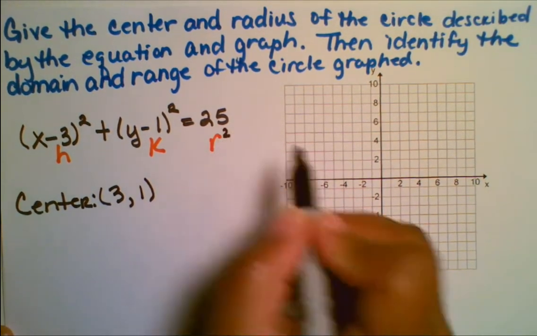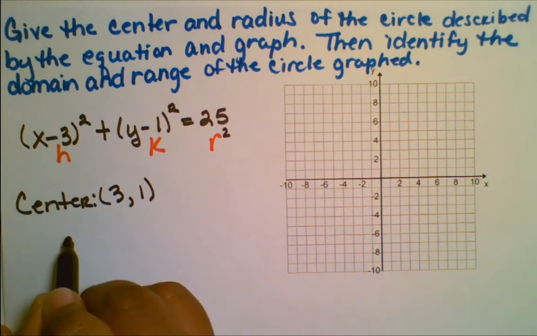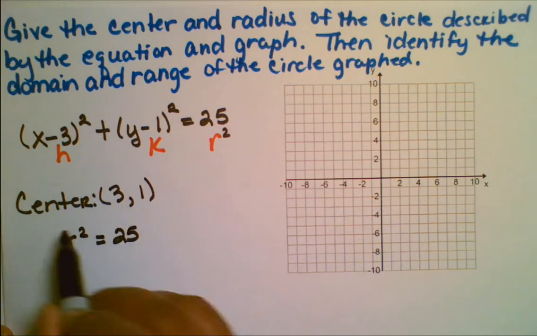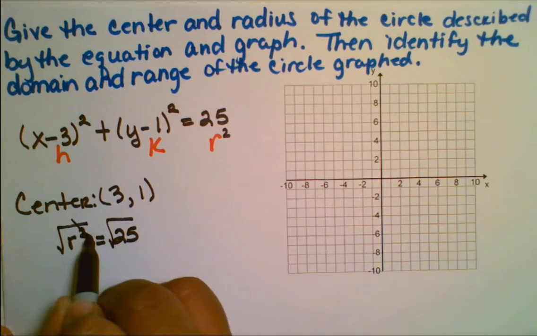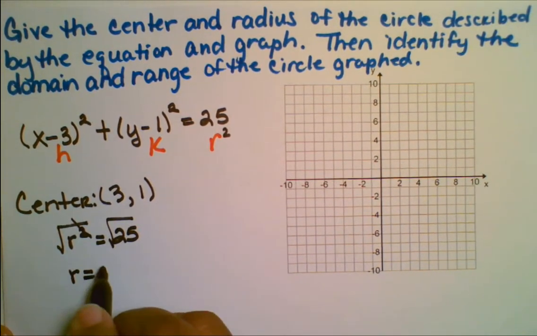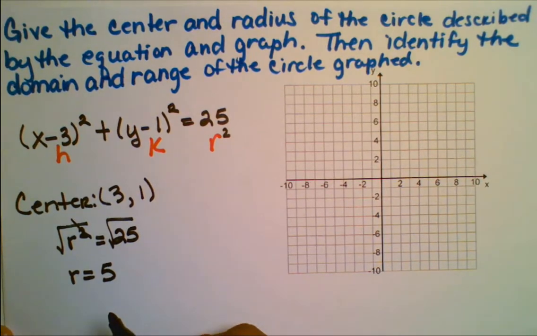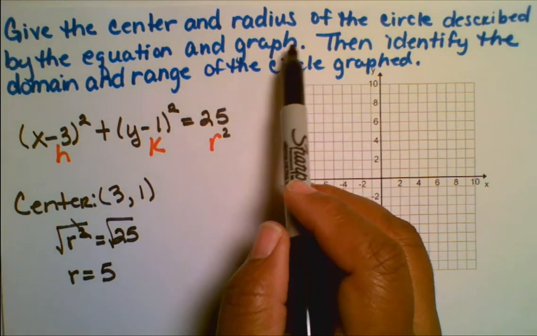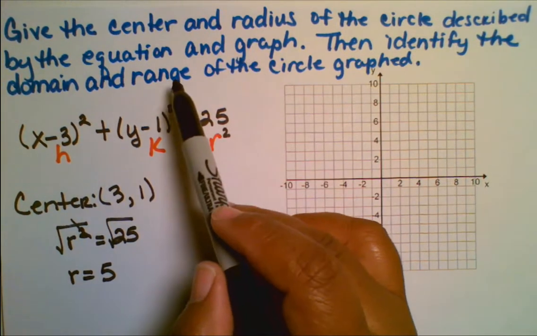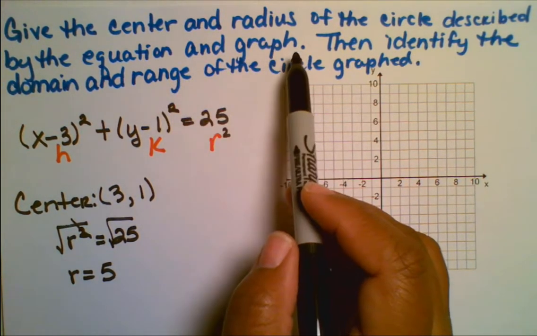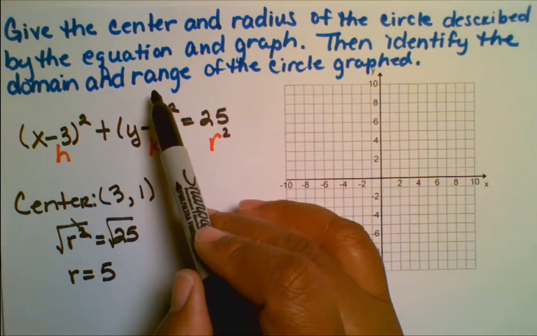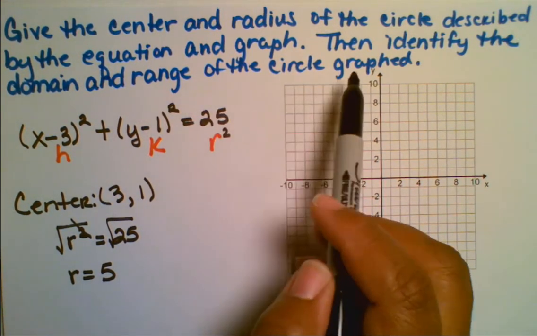Now here, this is r squared, but we're looking for r. So to find r, we take the square root of both sides, and r is equal to 5. Now, we're asked to give the center and radius of the circle described by the equation, graph it, then identify the domain and range of the circle graphed.